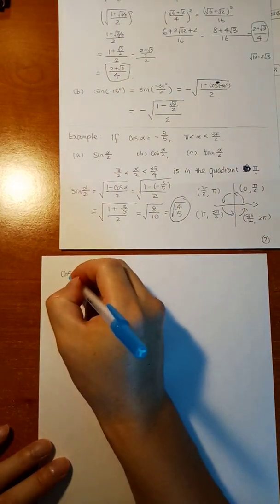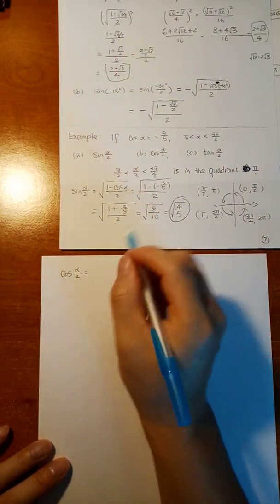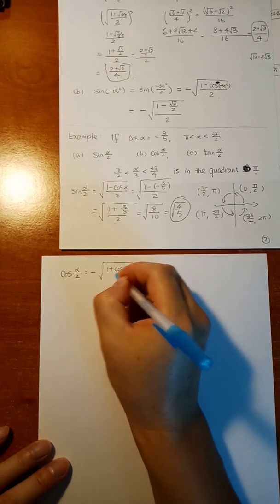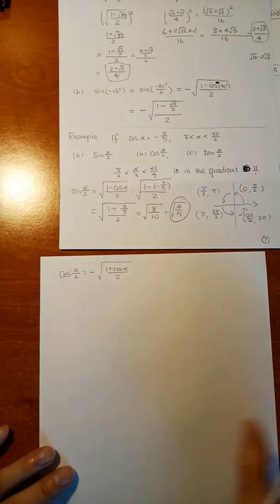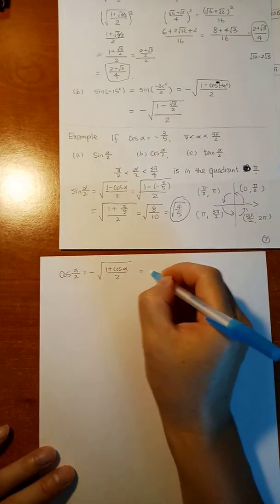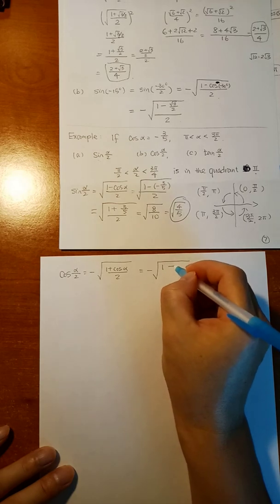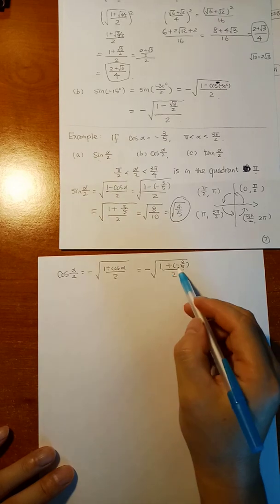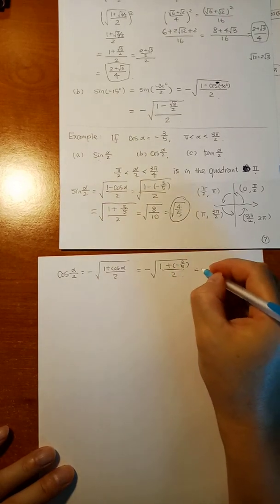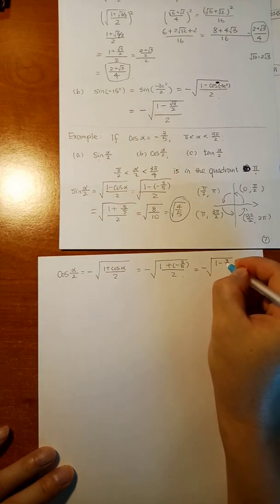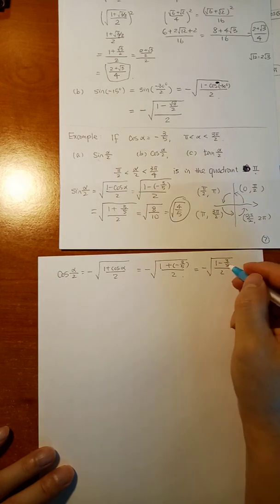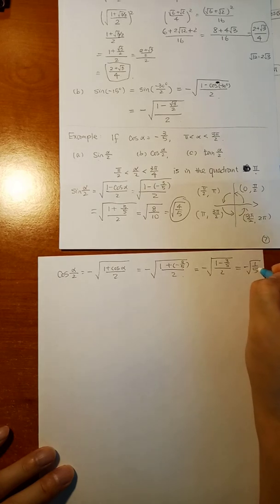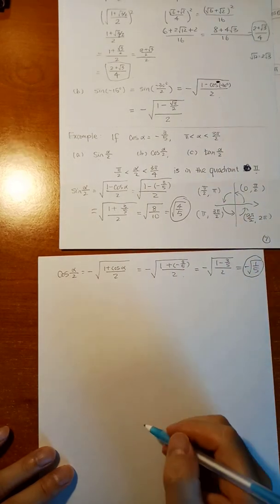Cosine of alpha over 2. Remember this is negative. It is the negative square root of 1 plus cosine alpha, over 2. So negative square root of 1 plus negative 3 over 5, over 2. So it's 1 minus 3 over 5, which is 2 over 5. 2 over 5 over 2 is 1 over 5. That's cosine of alpha over 2.